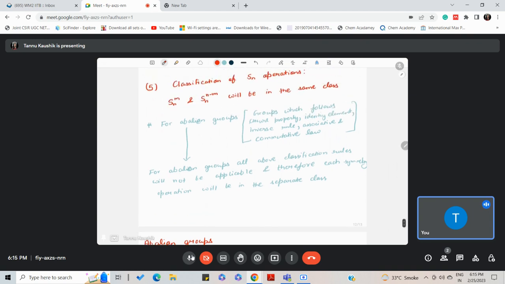Yeah, so the spelling, please correct the spelling here. It is abelian. Similarly here.